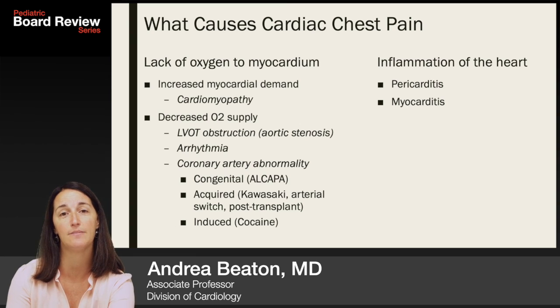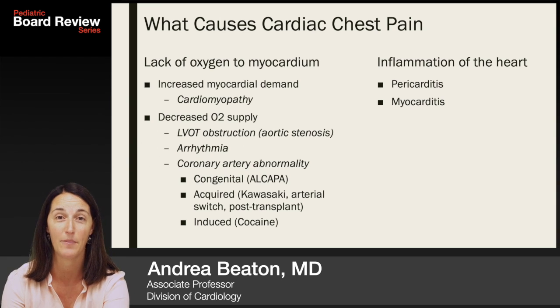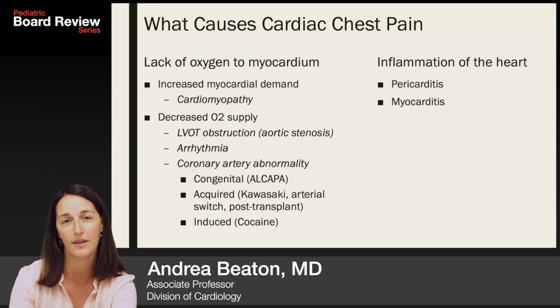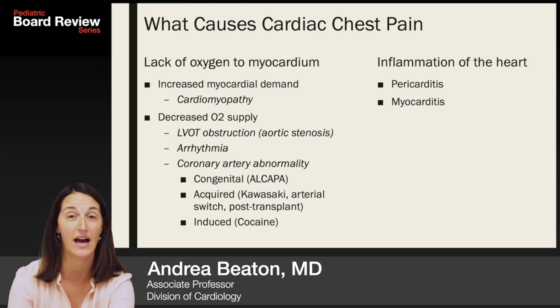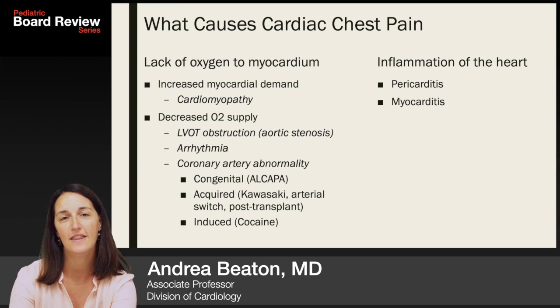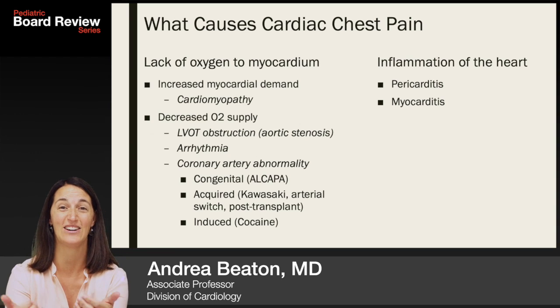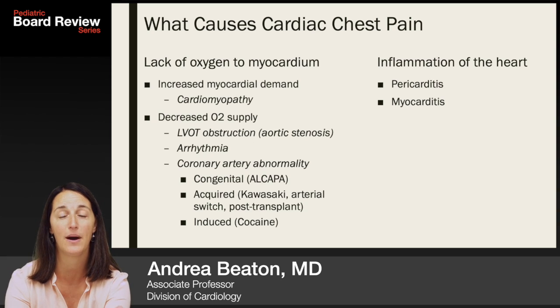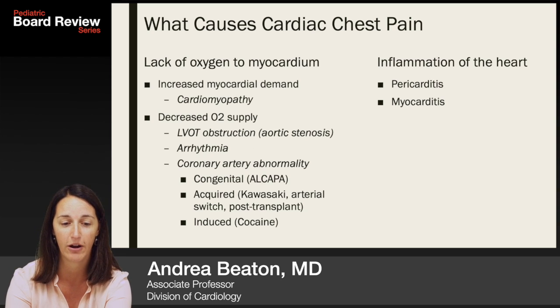So two reasons you can have lack of oxygen to the heart muscle. The first is increased myocardial demand. So you have a heart muscle disease like a cardiomyopathy, and it requires more oxygen, and you're not able to deliver that oxygen to the heart muscle tissue. And the other is decreased oxygen supply, far more common in children. This is outflow tract obstruction on the left side, so blood can't exit the heart to get to the coronary arteries. This is arrhythmia, so the heart can't pump effectively to fill the coronary arteries.